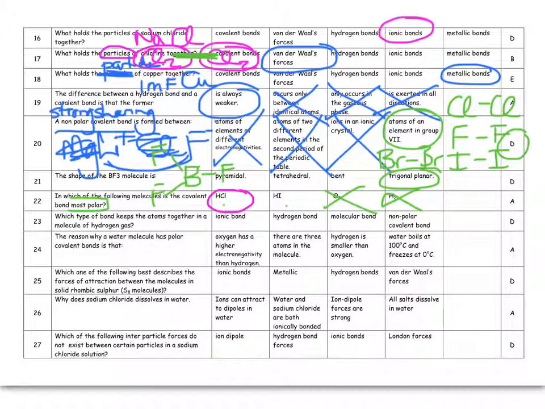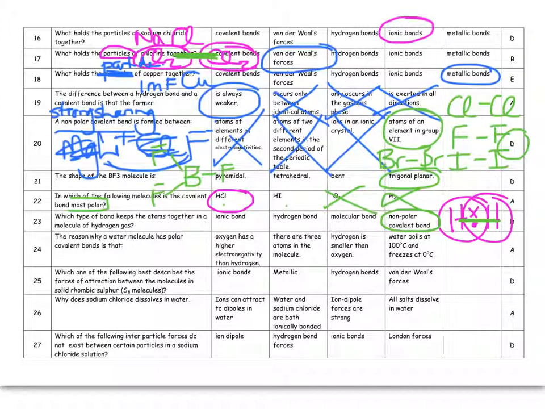Which type of bond keeps the atoms in a molecule of hydrogen gas? So I've got hydrogen and hydrogen. What holds those two hydrogens together? And that is a nonpolar covalent bond.